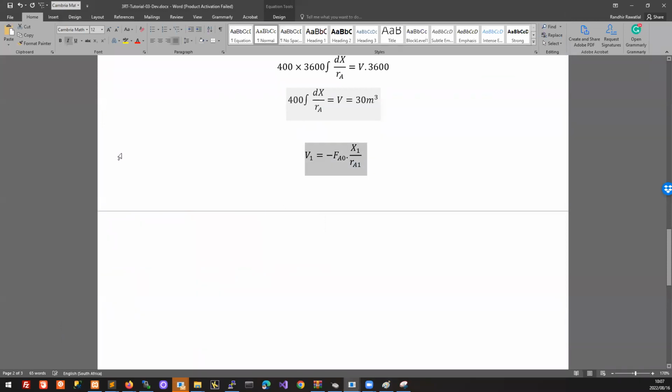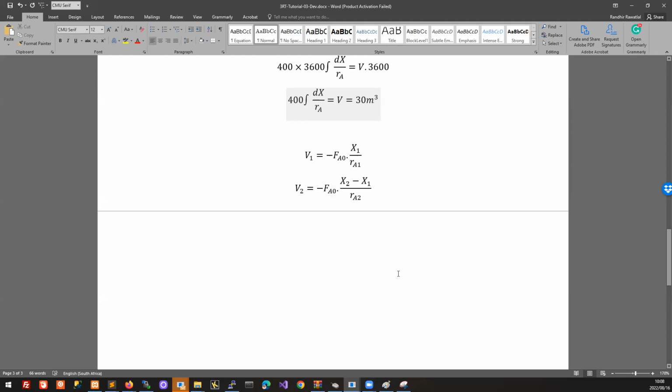Now for the second volume, our tendency is to say V2 equals, and we know this needs to be XA2 minus XA1, and we know this is RA. Now that automatically looks fine, but what about this FA naught? So your inlet molar flow rate, that we need to be careful about.